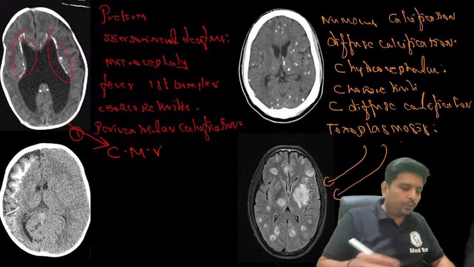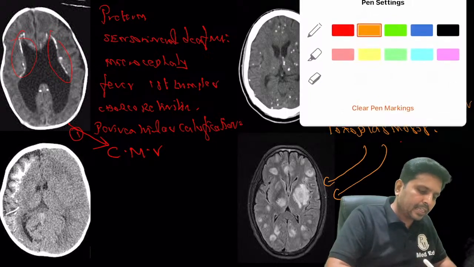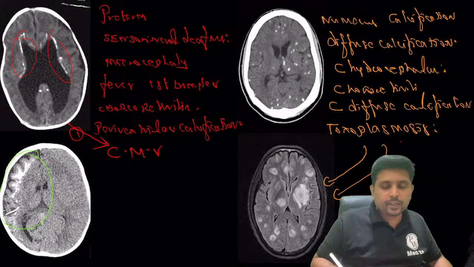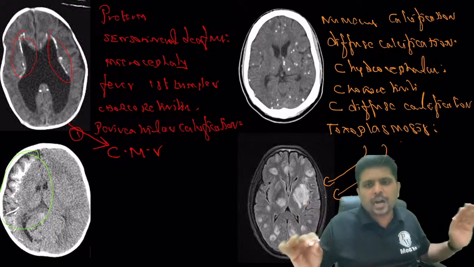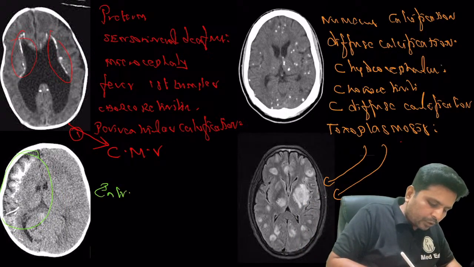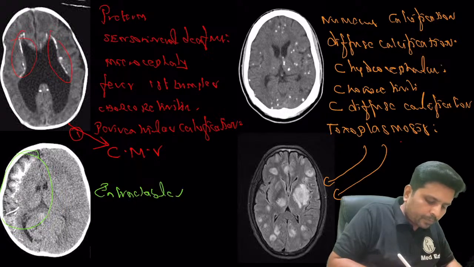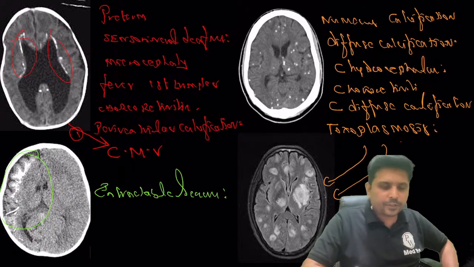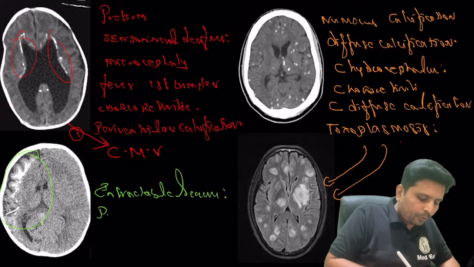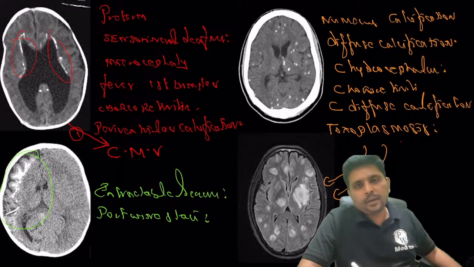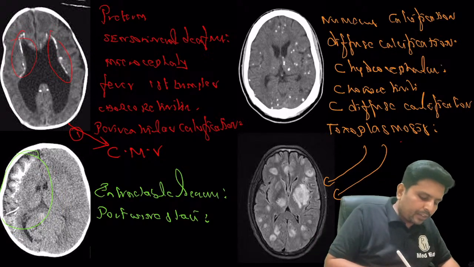Now let me tell you one more thing. So what is the next thing I am going to tell you? Look at this. What is this? This is not a TORCH infection. So this child has, let me tell you the clue, intractable seizures, and the child is having a port wine stain in the eye. Along with that, the child has glaucoma.